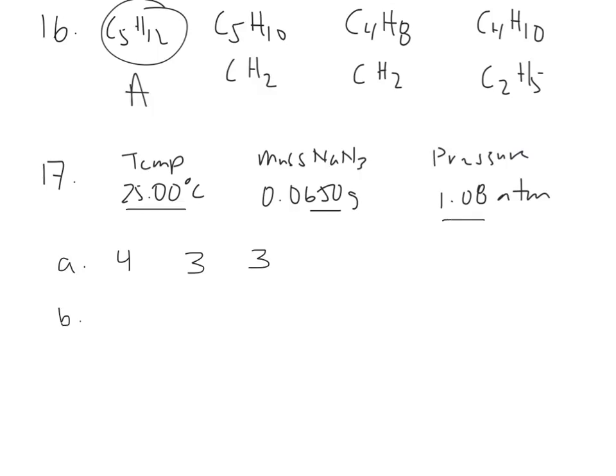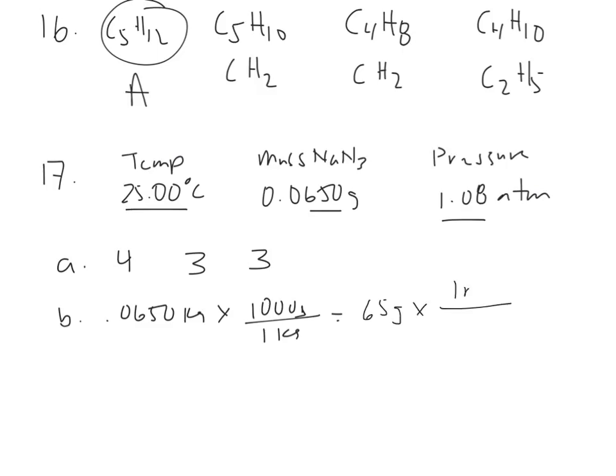In part B, they want to know the amount in moles of sodium azide present, and they said you have 0.0650 kilograms. So if I change this to grams, this is really 65 grams, and then if I find the molar mass, sodium's 23 plus the 3 nitrogen, my molar mass is just over 65, 65.03. So we're talking right about 1 mole of NaN3.